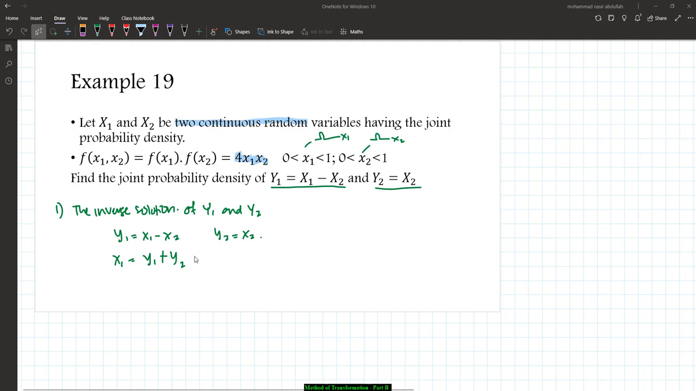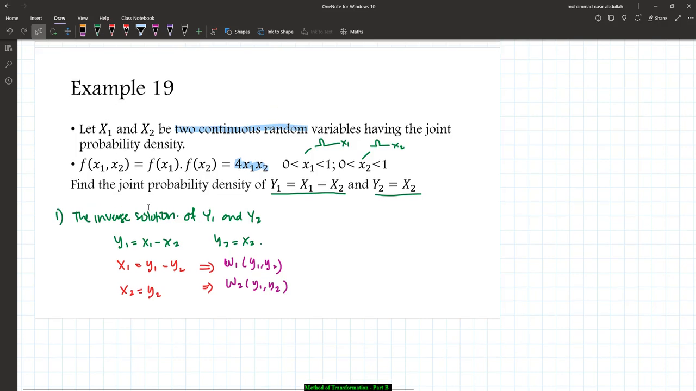Okay. So this is our first new function, which is w1 of y1, y2. Write it nicely. This is x1 equal to y1 plus y2, so it becomes w1 of y1, y2, right? And we know that x2 is equal to y2, so this one becomes w2 of y1, y2.